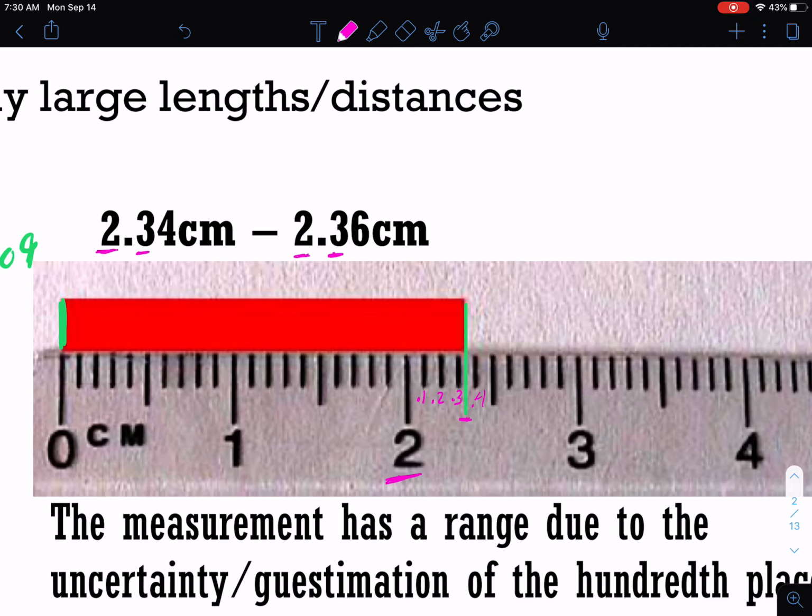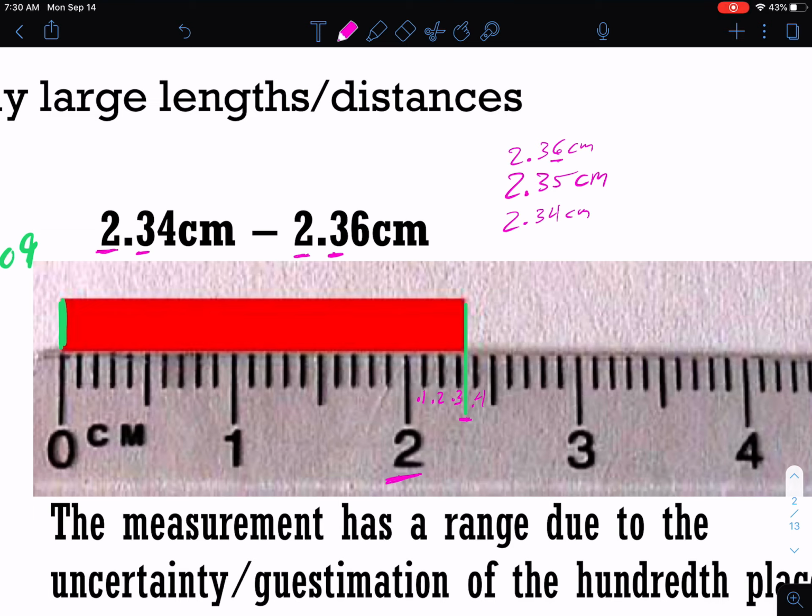You could say it looks halfway. So if you said 2.35 centimeters, you would be correct. You could say, I think it's a little bit farther, it's closer to the 0.3 than it is to 0.4. So that's why you could have 2.34 centimeters. You could say it's a little over halfway maybe, especially whenever we're not zoomed in. 2.36 centimeters could be your answer.